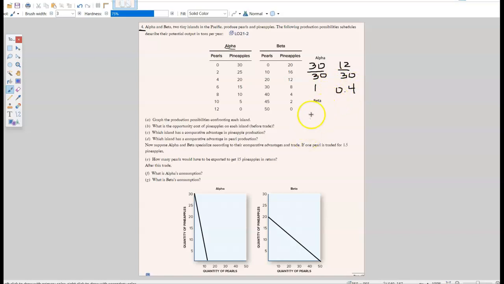Now let's do beta. Beta is going to be 20 pineapples and 50 pearls. Now again, I just want to get 50 here. This is pineapples, these are pearls. I want to get pineapples to 1, so I divide that by 20. That's going to be 1 pineapple. Now if I divide this by 20, I'm going to divide this by 20.